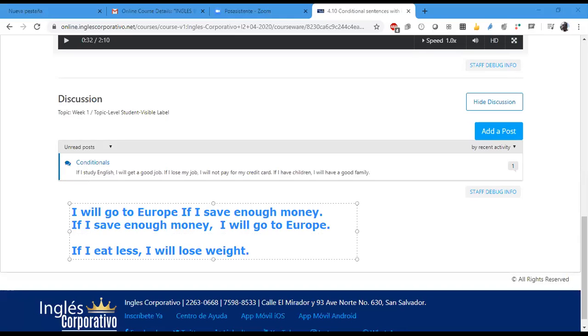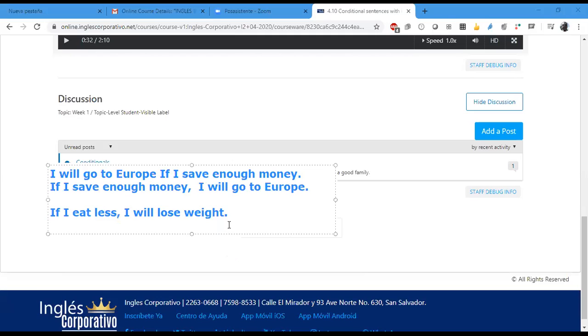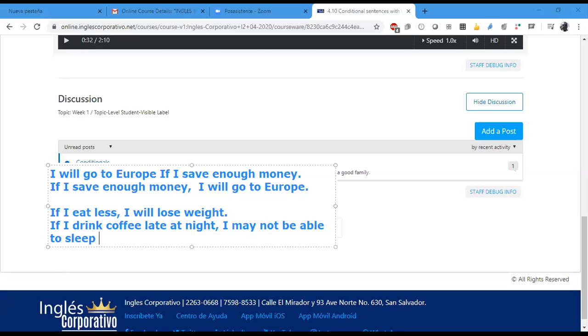Okay. If I eat less, I will lose weight. What else? If I drink coffee late at night, I can't. Okay, I may not, negative. I may not be able to sleep early. Okay.